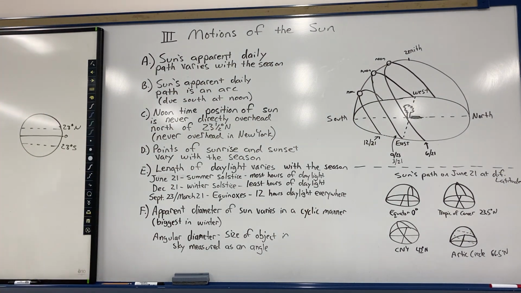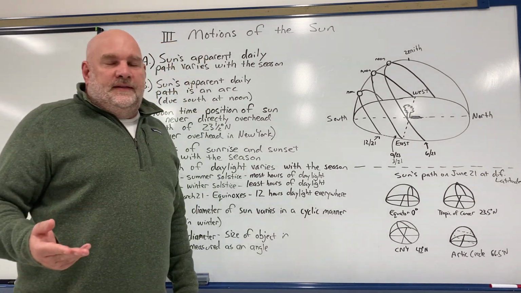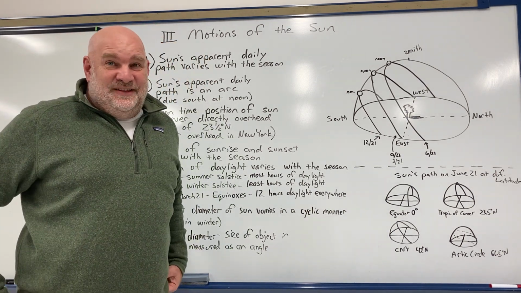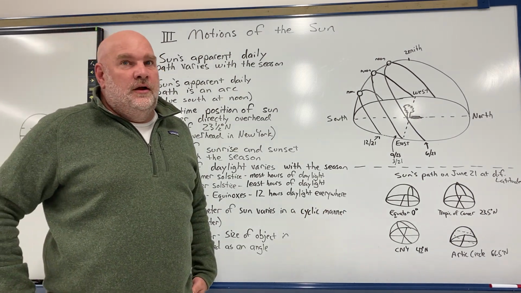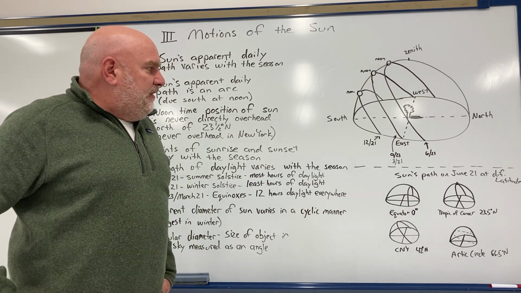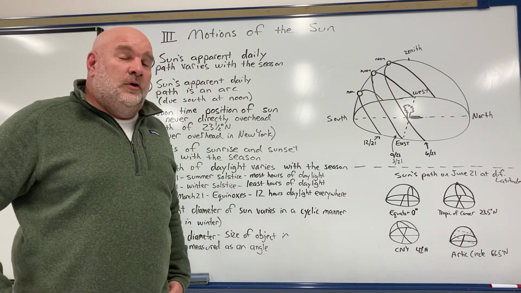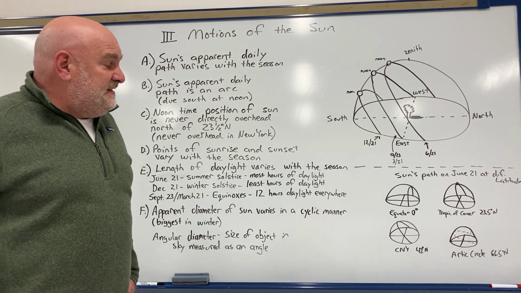All right, the points of sunrise and sunset vary with the season. You may normally think that the sun rises in the east and sets in the west. That's actually only true a couple days of the year: first day of spring, first day of fall. The other days of the year, the sun rises in the northeast and sets in the northwest, or rises in the southeast and sets in the southwest.